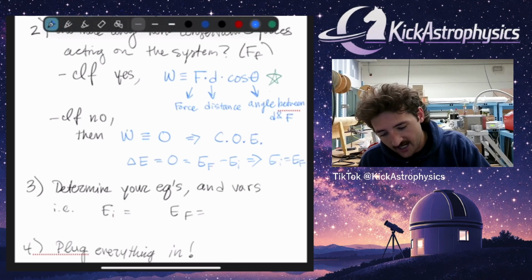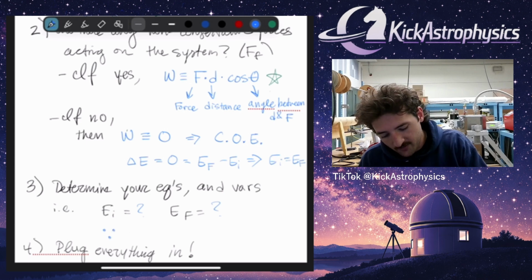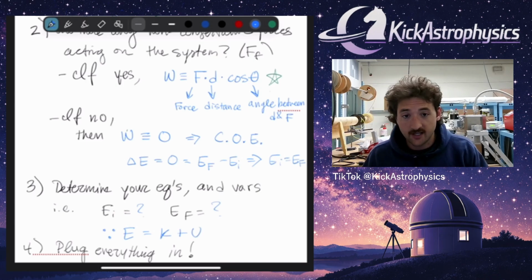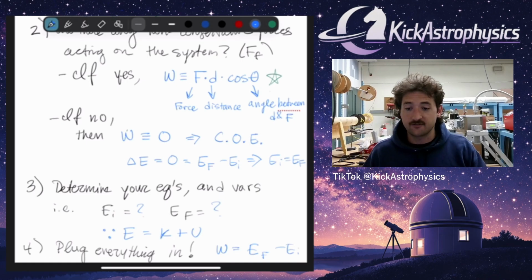So EI will be equal to what? EF will be equal to what? And we have this general formula that energy will be equal to some kinetic plus some potential component. And then we have to plug everything in, right? All we do is work is equal to EF minus EI. And whatever we determine those specific variables to be, we can then extract what we need out of the equation.